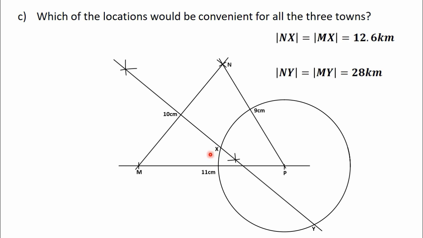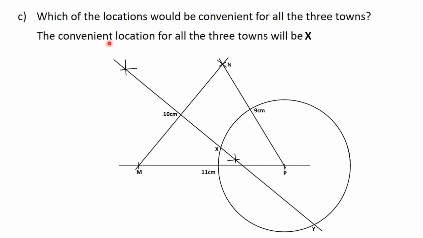This is because if we select point X as the location for the market, traders from town P will travel 10 kilometers to reach the market, and traders from town N and town M will travel 12.6 kilometers to reach the market, which is shorter than the 28 kilometers they will have to travel if we select point Y. So to answer the question, we can say that the convenient location for all the three towns will be location X, because if we select location X, the market will be closer to all the three towns.